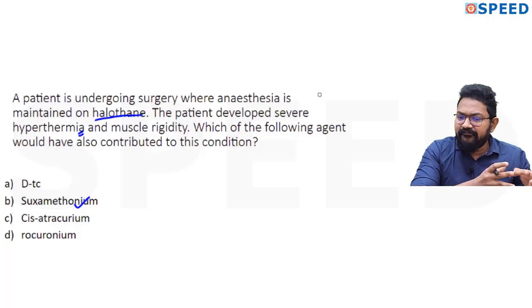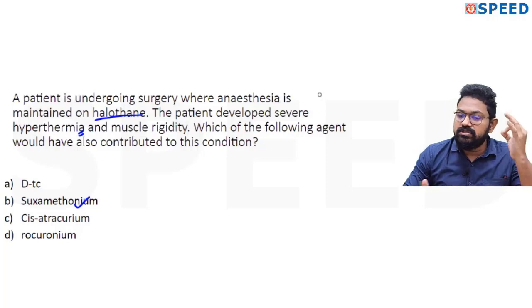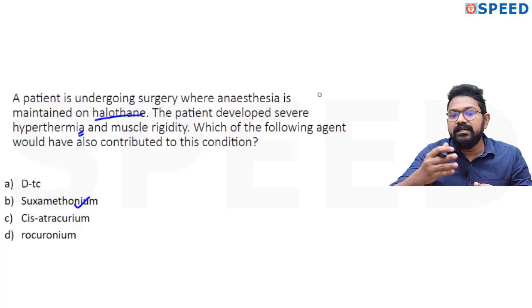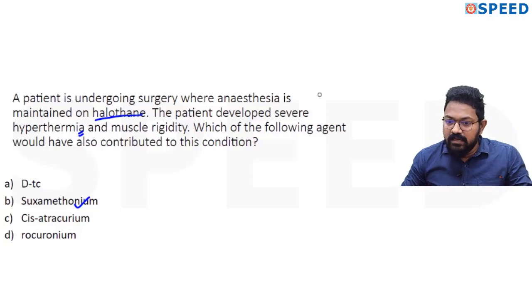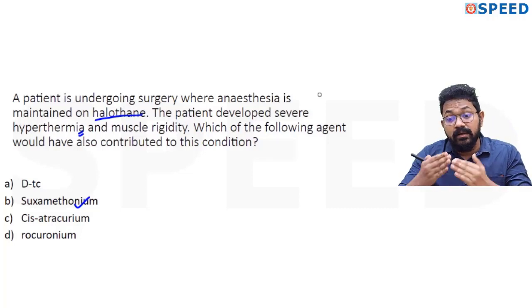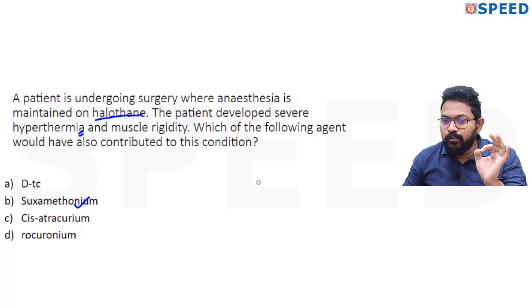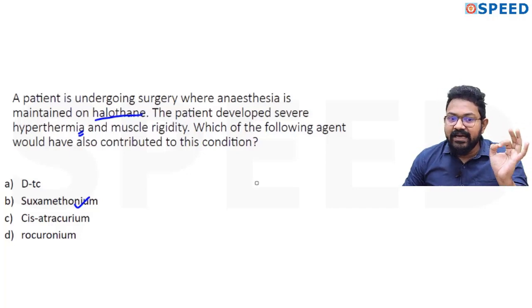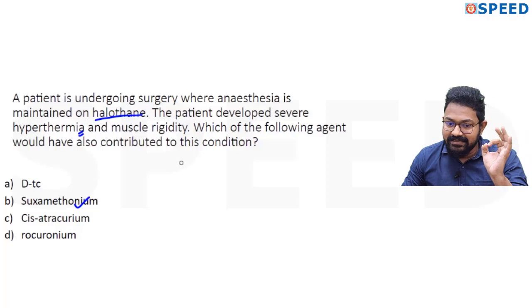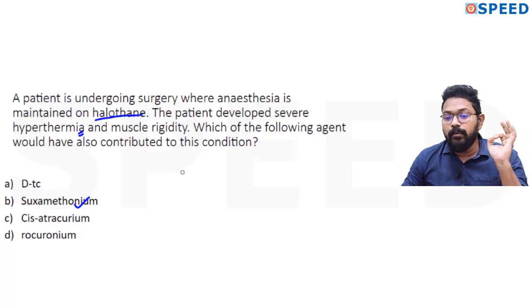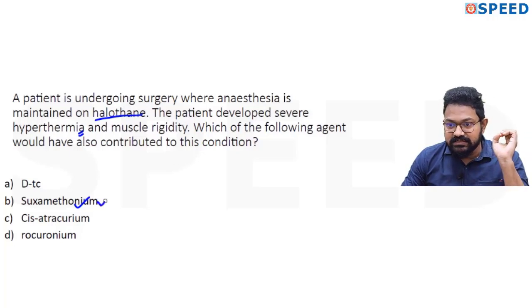So you have a pharmacological trigger here, which is called halothane, and which triggered a condition called hyperthermia. So a pharmacological trigger behind hyperthermia is what is called malignant hyperthermia, right? Malignant hyperthermia is essentially triggered by two important groups of drugs. They are your inhalational anesthetic agents and also your depolarizing muscle relaxant, which is succinylcholine.